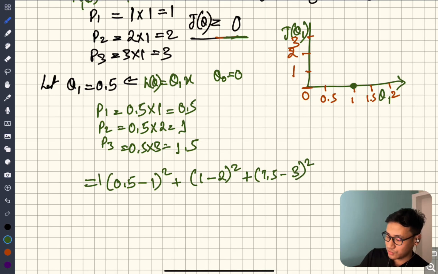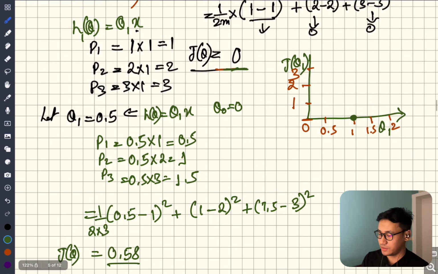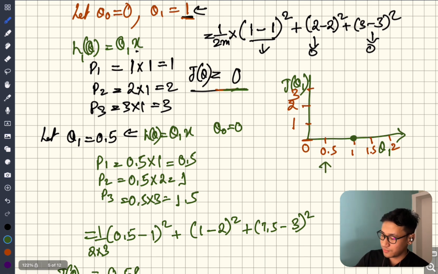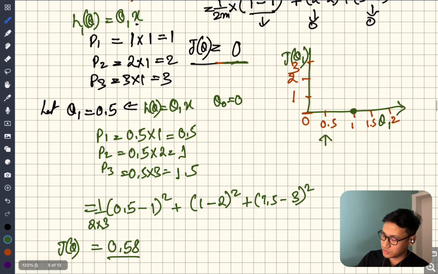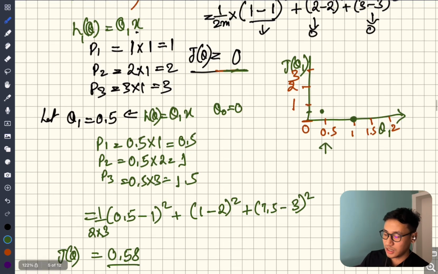All right, and we have to do 1 by 2m. What is m? 3 points are there, so basically it is 6. If you try to find out the average cost function, you will get 0.58. You can just calculate it; I'm directly showing you to save some time. So for theta 0.5, my value is 0.58, so it will come somewhere here. Okay, 0.58, let's say. The first time we found J theta is here, the second time J theta is here. Till now it is not confirmed.